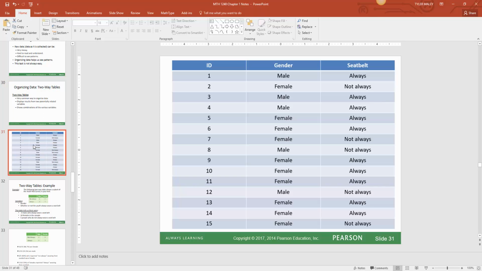So this next slide is an example of some raw data. This column of ID is like person 1, person 2, person 15. It's very common in statistics for your first variable to be ID, so we name every person a number. Typically, we probably wouldn't keep track of their name and so forth. Maybe you would, depending on the study. And then here we have the variable gender, identifying is it male or female, and then the variable seatbelt usage. So do they always or not always wear their seatbelt?